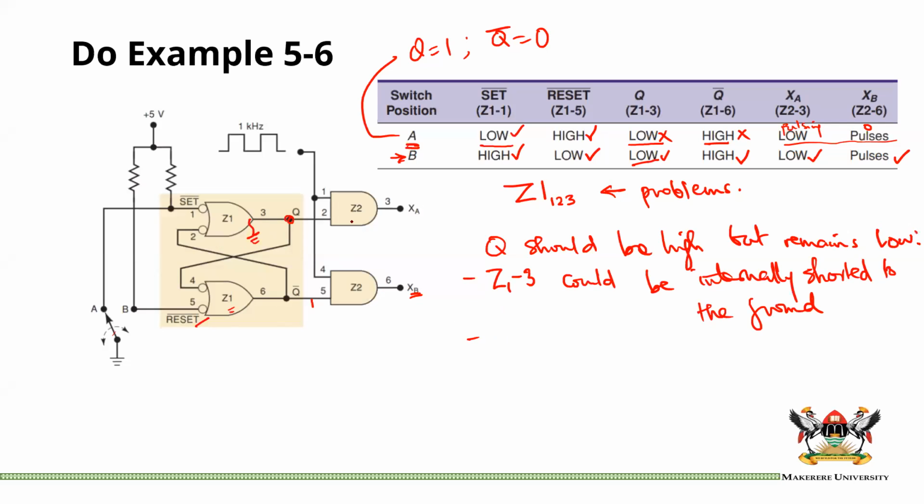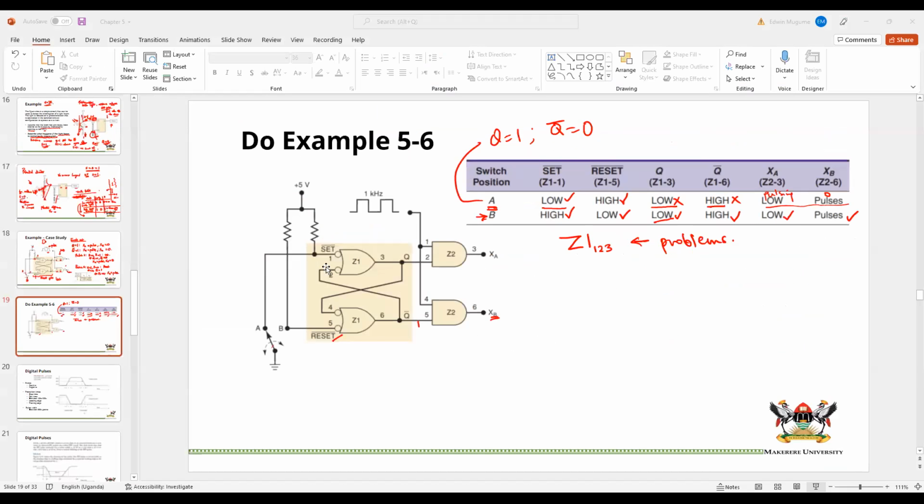to the ground. Meaning you have an internal short here to the ground, meaning that this will always be low. The same could be happening at this point here, meaning Z2 could be internally shorted to the ground, okay? Because if you short here to the ground, it doesn't matter what is coming out of here, everything will go into the ground.